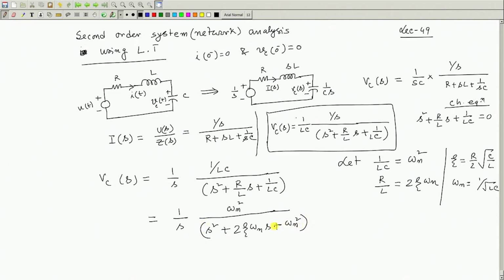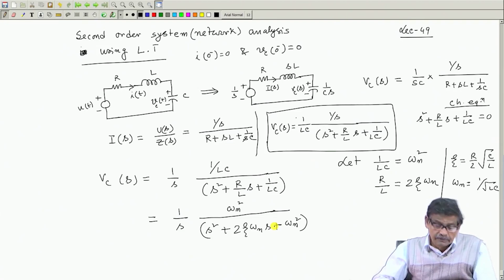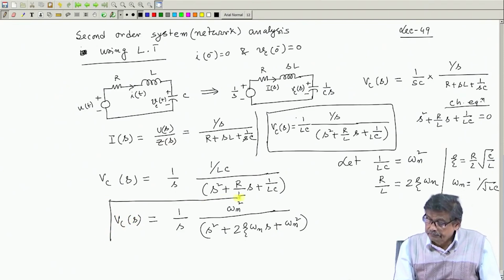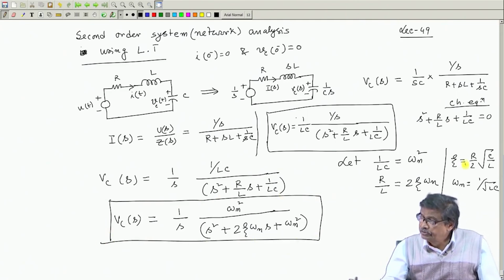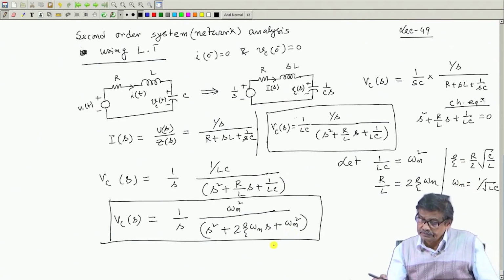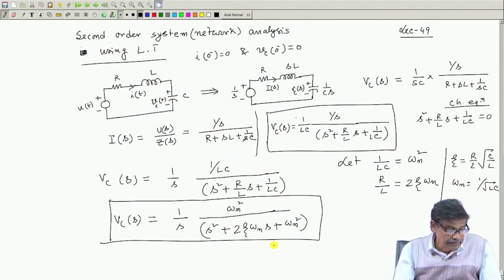Omega n, we will see, gives you the natural frequency of the natural response, and zeta will be called the damping ratio. So, this is VCS. If I know R, L, C, I know zeta and omega n. This is how this equation gets transformed, like that.